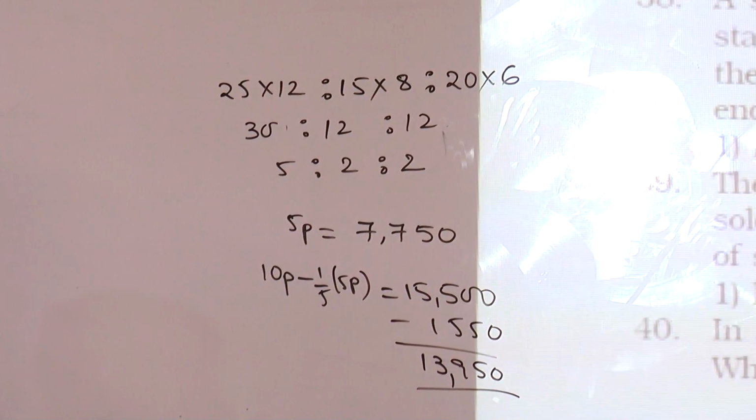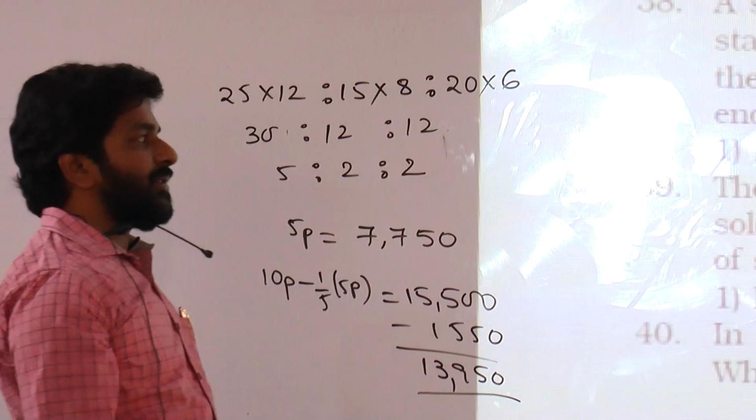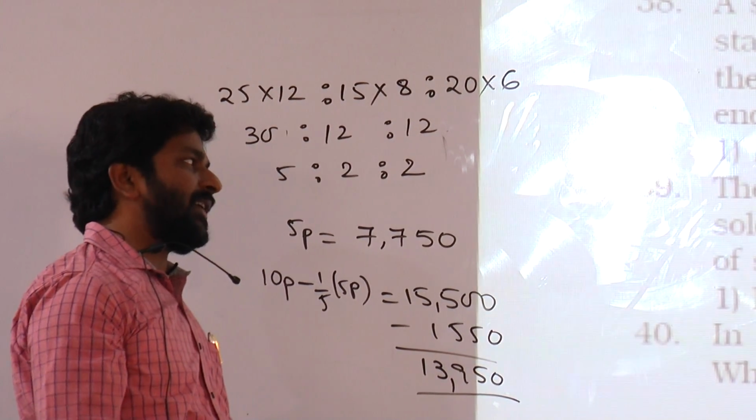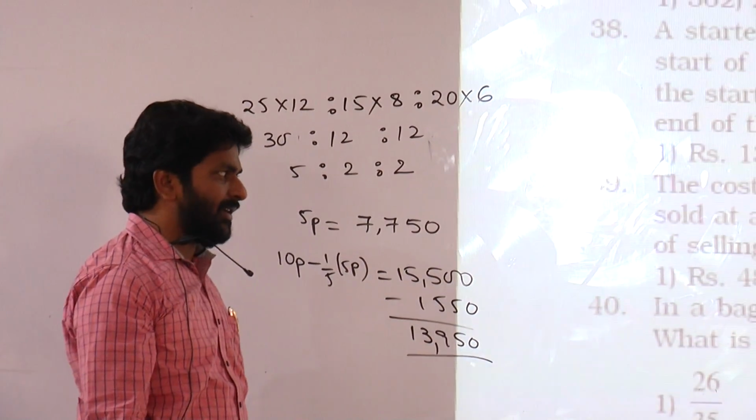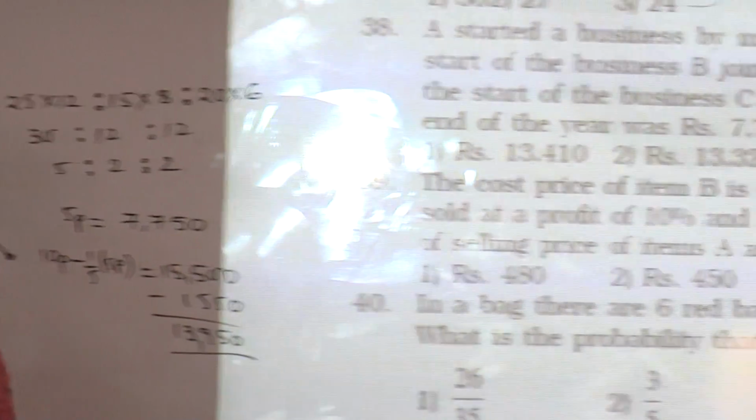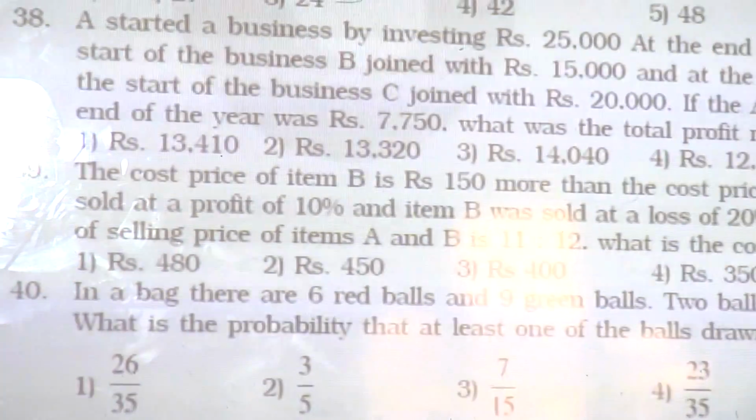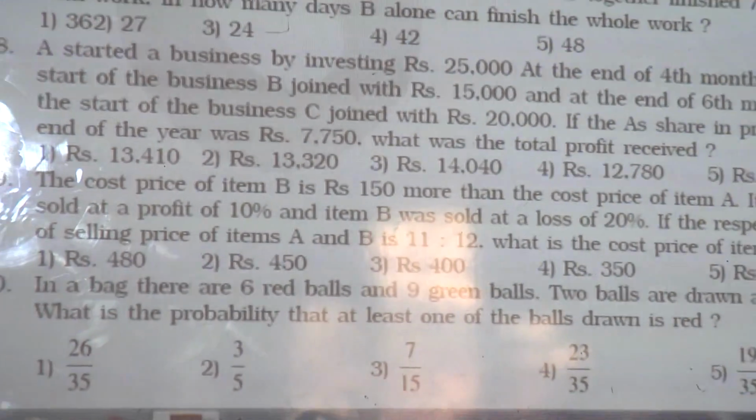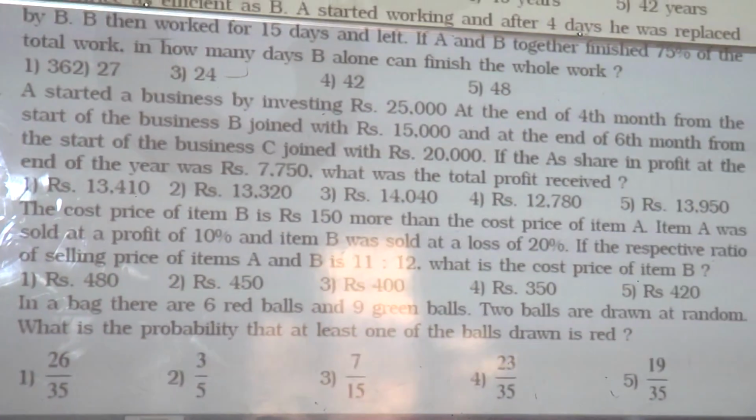Next, the cost price of item B is 150 more than the cost price of item A. Item A was sold at a profit of 10%, item B was sold at a loss of 20%. If the respective ratio between selling prices of item A and B is 11:12, what is the cost price of B? You're asked about the cost price of B.